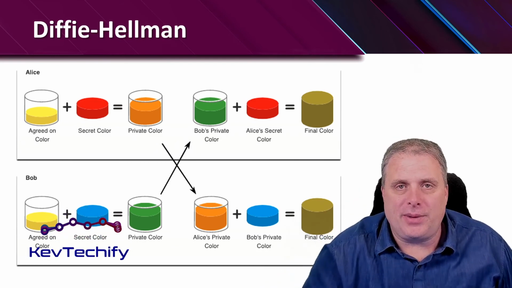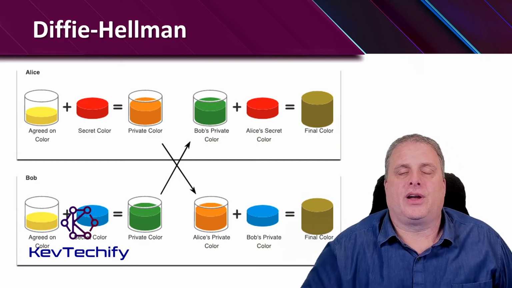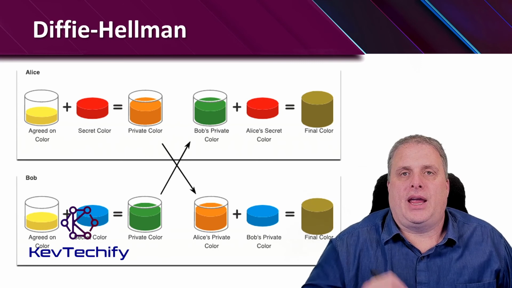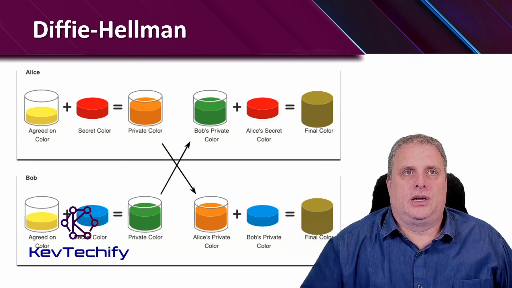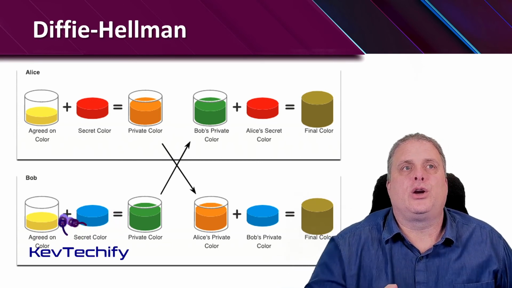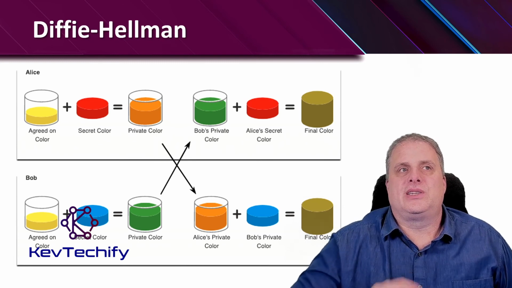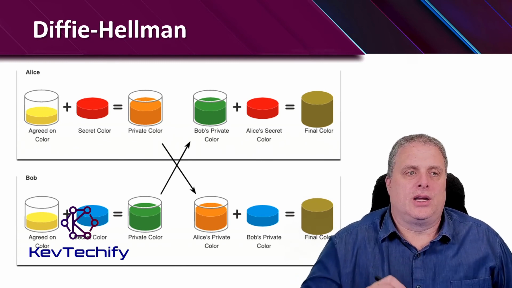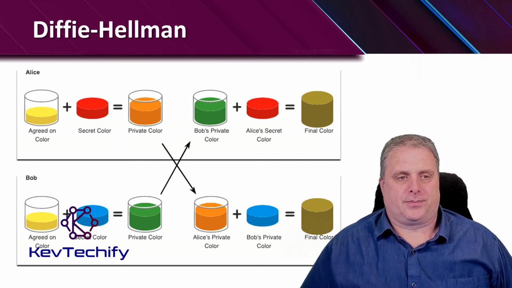It doesn't have to remain a secret. Anybody can see that they're sharing yellow. That's perfectly fine. Then each one of them has to decide on their own secret color. This secret color is chosen by them and is not shared with anybody. The secret color represents the chosen secret private key of each party. So Alice chooses red, Bob chooses blue.